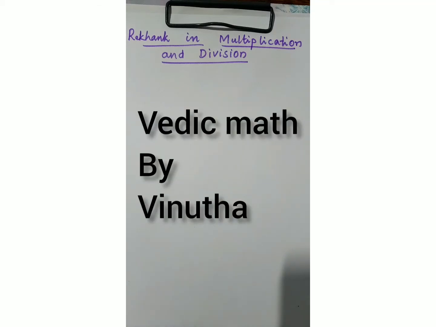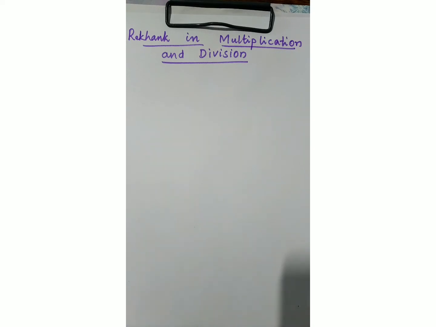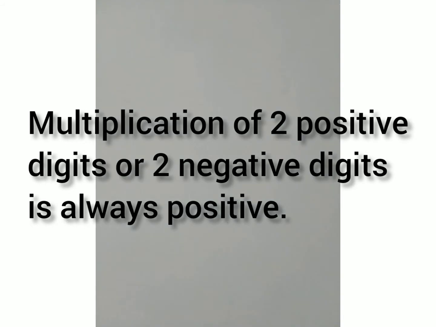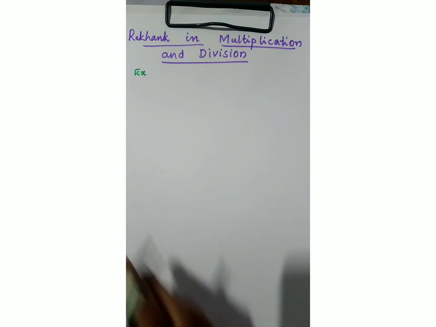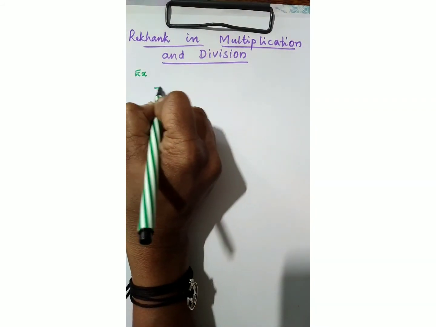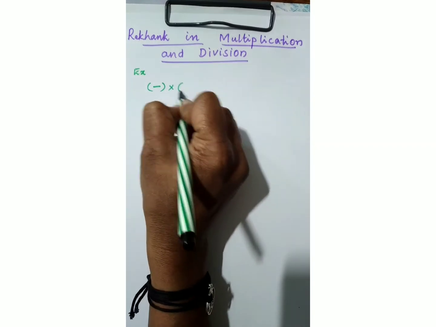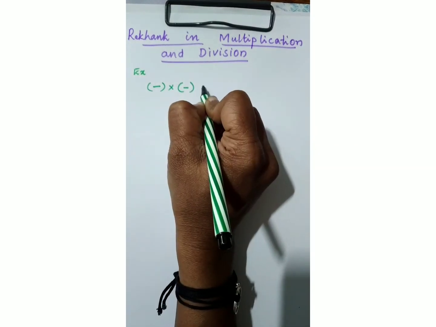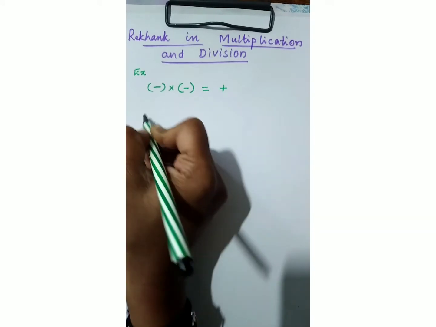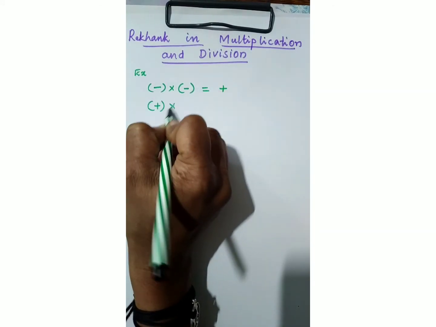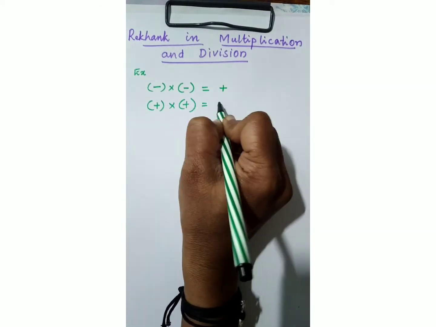Today we are going to learn Rekha or bar digit in multiplication and division. Multiplication of two positive digits or two negative digits is always positive. That is, minus into minus is equal to plus, or plus into plus is equal to plus. Negative into negative is equal to positive and positive into positive is equal to positive.